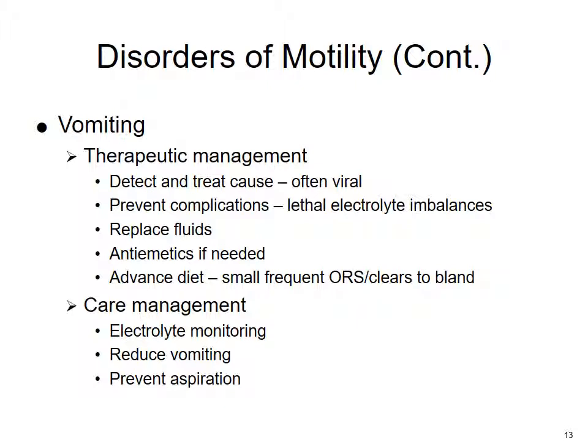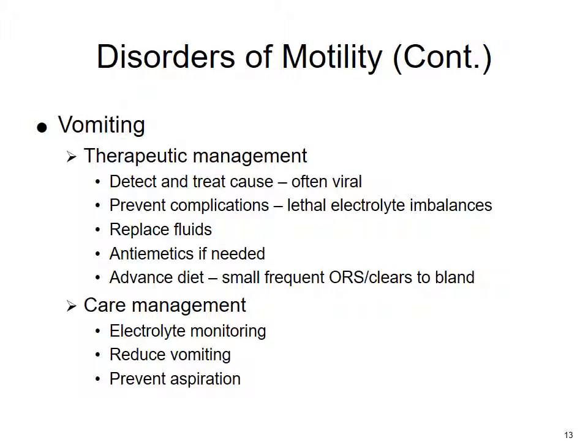As you can imagine, after a reattachment procedure, dumping syndrome becomes an issue because the food matter has less distance to travel from one end to the other, so that needs addressed. On the other end of the GI tract, we're going to talk about general vomiting now.